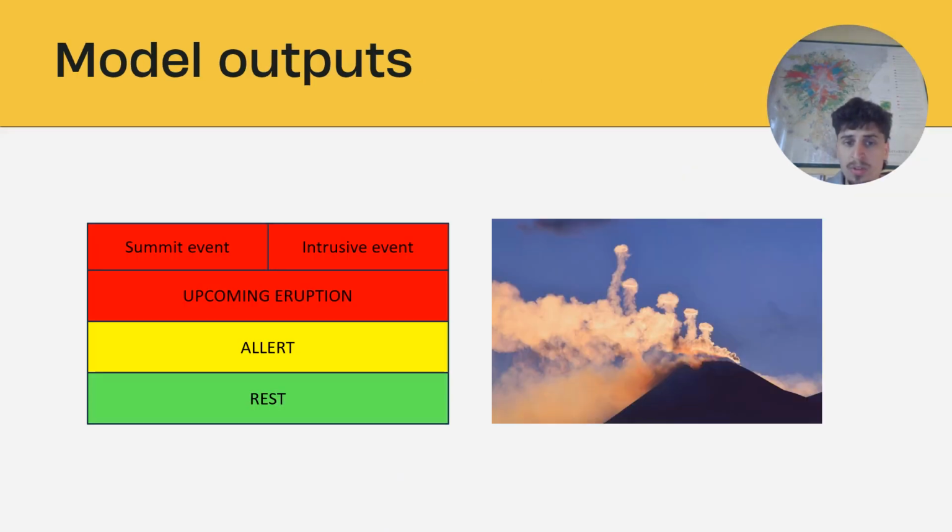The model output is divided in 3 states: rest, alert, and upcoming eruption. The upcoming eruption is divided in 2 main categories: the summit event, which is the most common one, and the intrusive event. An intrusive event is really dangerous because it opens a fracture on the flank of the volcano, and this can lead to a low altitude eruption around social and commercial areas, and so it's really important to predict this event.